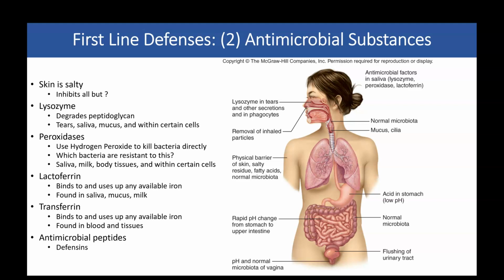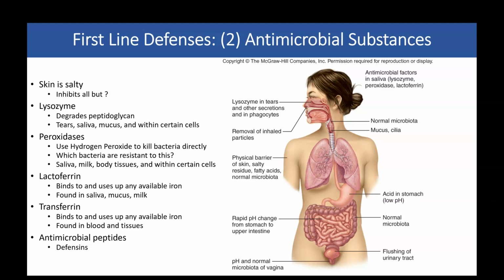The next two, lactoferrin and transferrin, are molecules that bind to iron. It's called lactoferrin in our secretions and transferrin in our blood and tissues. Bacteria need iron. It's a really important cofactor for a lot of enzymes that bacteria use. And if they can't find iron, their enzymes aren't going to work, and if their enzymes don't work, they're going to die. So one of our body's generic ways to prevent bacteria overtaking us is to sequester any available iron and not make it available to bacteria.